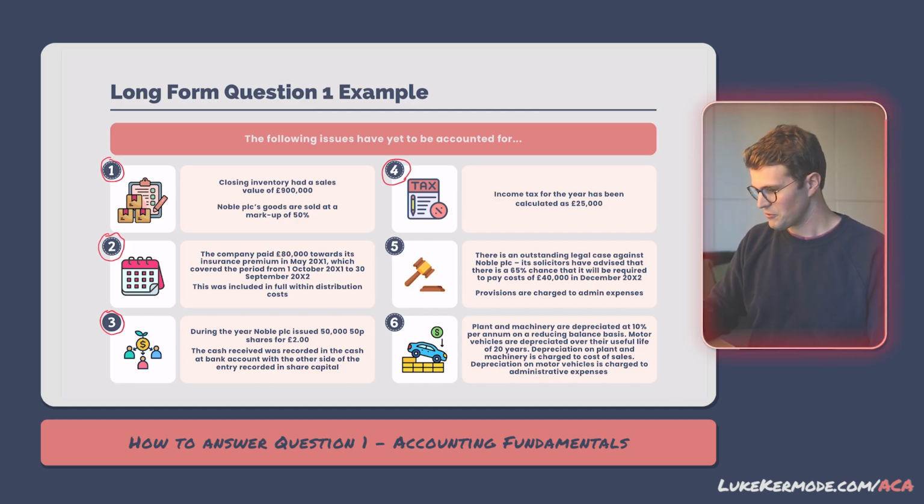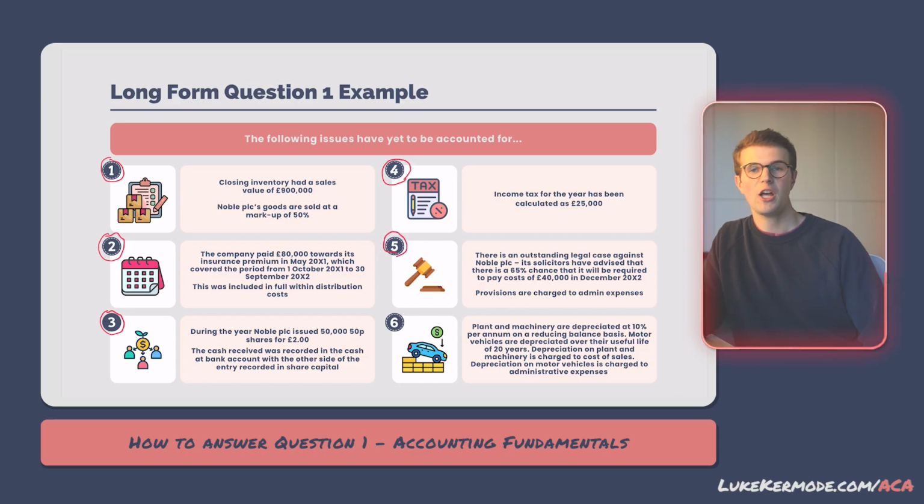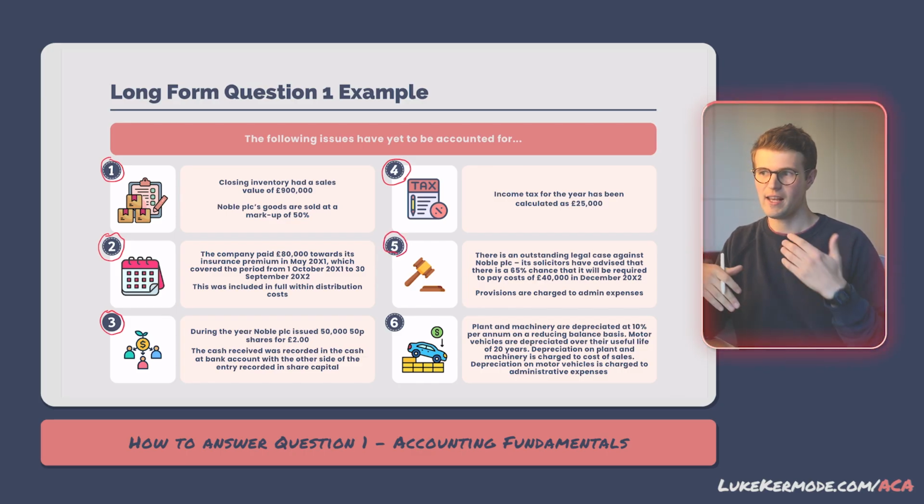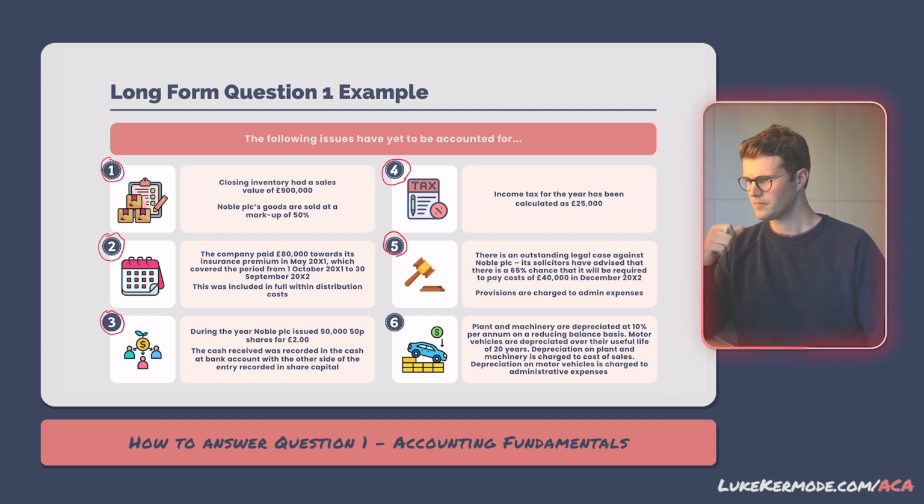Issue 5, there's an outstanding environmental legal case ongoing against Noble PLC, and based on legal advice, there's a 65% chance Noble will need to pay a £40,000 amount to the claimant. Since there's a greater than 50% chance of Noble needing to pay out, and given the fact that the amount can be reliably estimated, this is going to qualify as a provision. So the cost should be charged to administrative expenses, and the liability needs to be recorded in current liabilities.